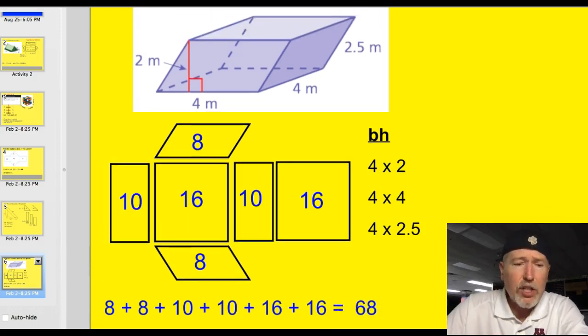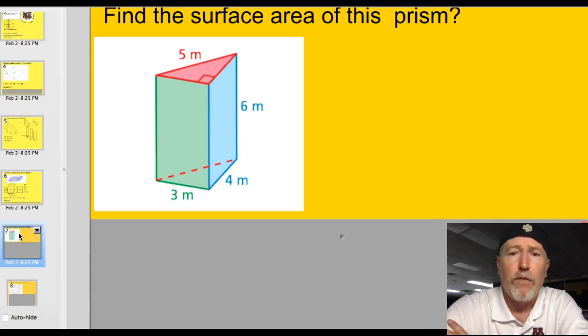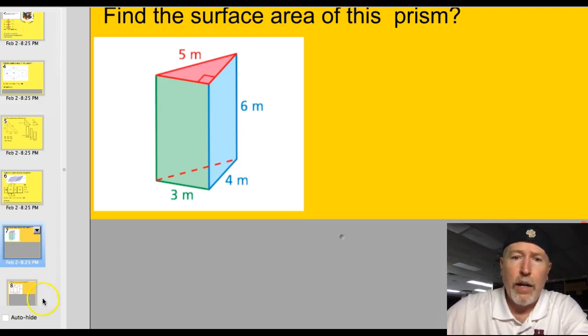All right, I think it's time for you to try, Cole. Why don't you go ahead and try this one here. We'll start off easy. Find the surface area of this prism. Go ahead and pause the video. All right, let's see how you did.